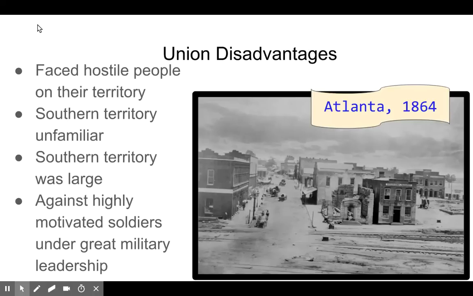They were also against highly motivated soldiers that were often well trained with how to use their guns, and they were under great military leadership, as we discussed about the leadership of people like Longstreet and Stonewall Jackson and Robert E. Lee. The Union sort of struggled with their leadership. It was replaced several times. We talked about Winfield Scott and McClellan and all these other people before it finally ended up with Grant, someone that sort of was on the same page with Lincoln. So that was a big hurt for the Union, that they had to fight against these really motivated soldiers who were under great leadership.